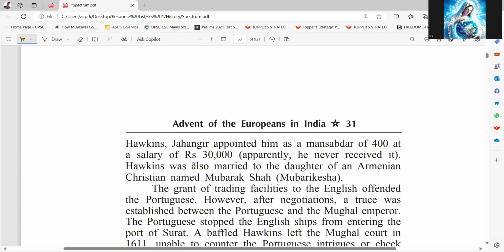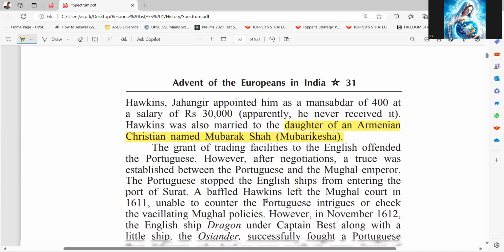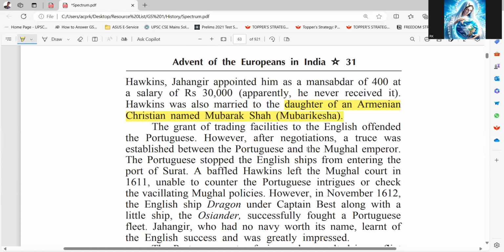Hawkins was also married to the daughter of an Armenian Christian named Mubarak Shah. The grant of trading facilities to the English offended the Portuguese.